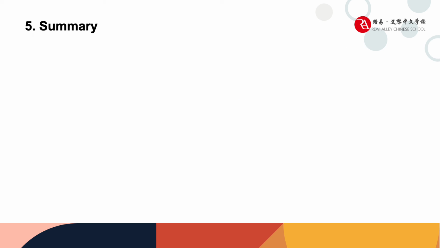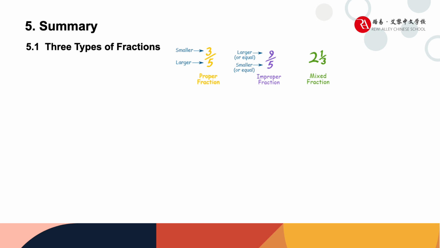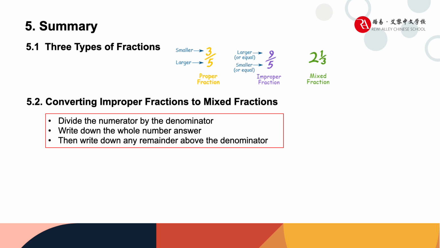Before we finish today's class, let's review what we have learned today. We learned 3 types of fractions: proper fraction 真分数, improper fraction 假分数, and also mixed fraction 带分数. Then we also learned the converting between improper fractions and mixed fractions.